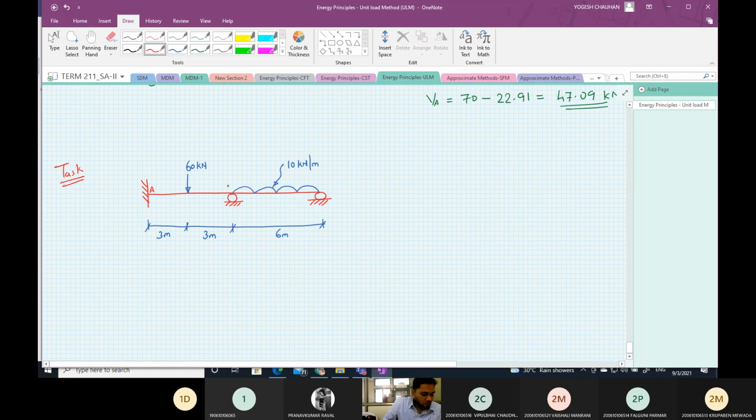This is A, B, and C. Okay, so I give some hint here. Si is equal to 2, so we have two unknowns or two redundants. So we have to choose two redundants. Now you can choose this VB and VC as redundants.